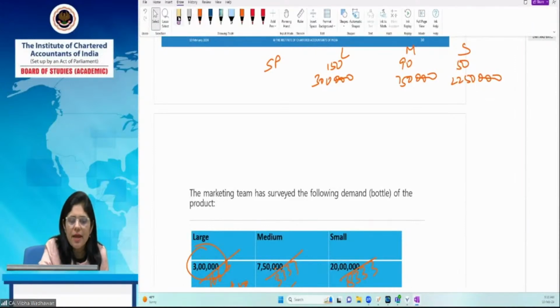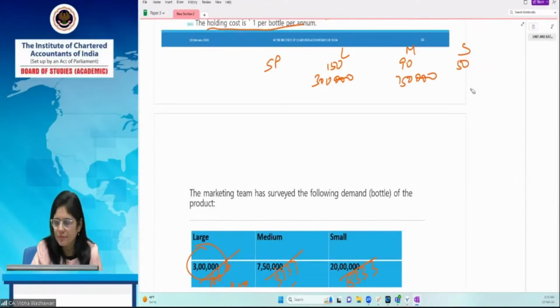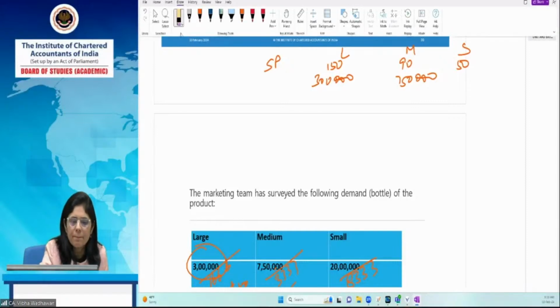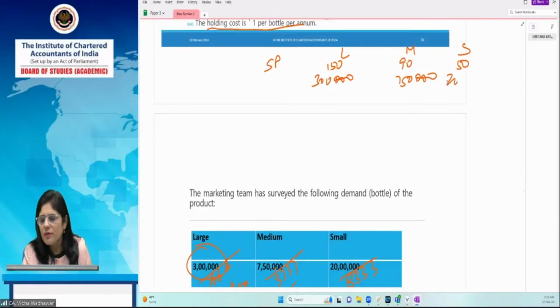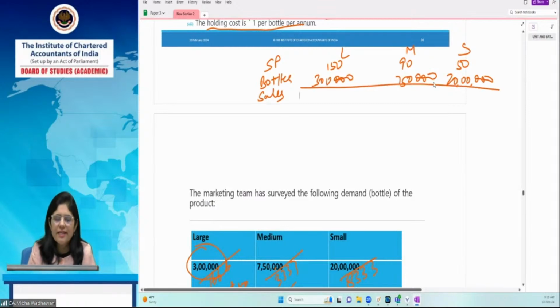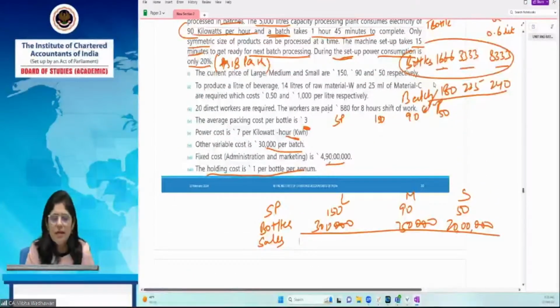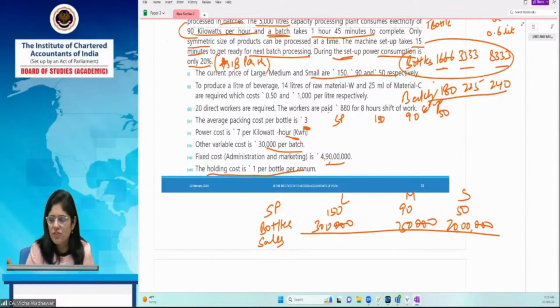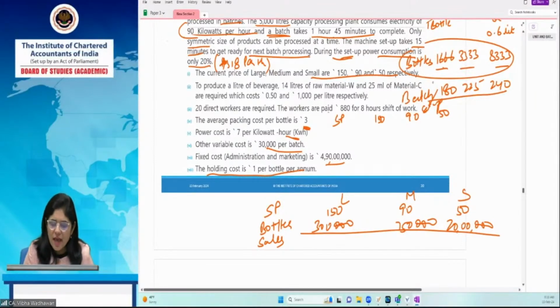So selling price per bottle is given. So it's 20 lakh. Clear? So these are the number of bottles and you can calculate sales. So with this, you can calculate sales. Selling price per bottle is there. Current price, it's already mentioned here. And the bottles we have, so the selling price, the sales you can calculate.